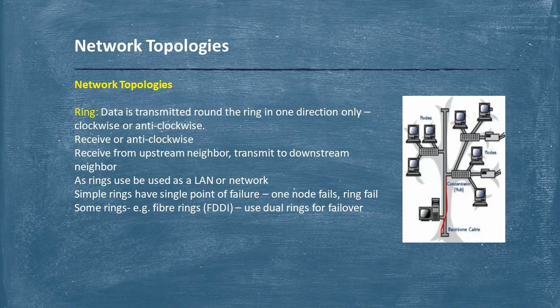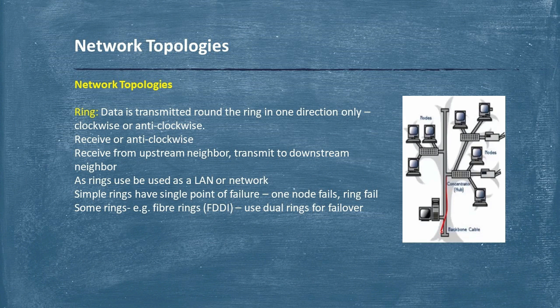Then comes the ring topology. As the name says, it is a ring. Data is transmitted round the ring in one direction only, clockwise or anti-clockwise. Receive from the upstream neighbor and transmit to the downstream neighbor. So it goes in one direction, either clockwise or anti-clockwise. As the ring uses tokens, you can predict the wait time until transmit. So the nodes have to wait until they get the token. Rings can be used as a LAN or a network.